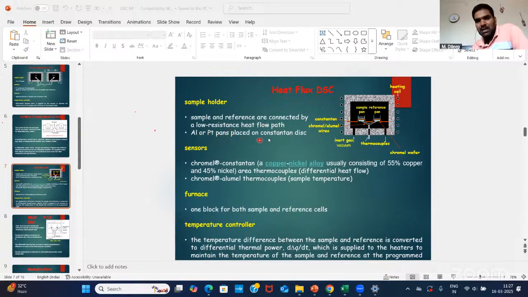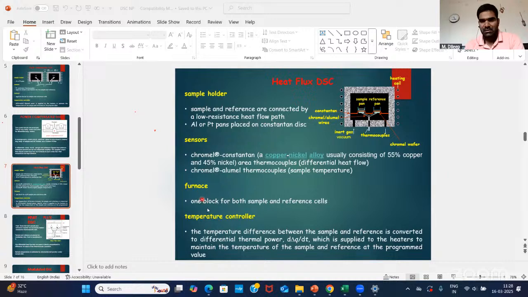Aluminum or platinum pans are placed on constantan discs. On the constantan discs, we place these aluminum and platinum pans. Sensors: chromel and constantan, a copper nickel alloy usually consisting of 55% copper and 45% nickel. This constantan is used in thermocouples. For the sample temperature, we use chromel-alumel thermocouples, and for differential heat flow, we use chromel-constantan. Furnace: there is one block for both sample and reference cells. So there will be only one block. In the compensated DSC, what happens? We have seen two blocks of furnaces there.